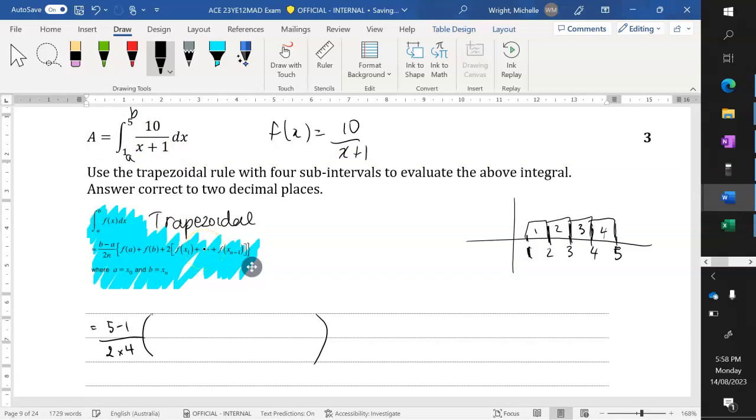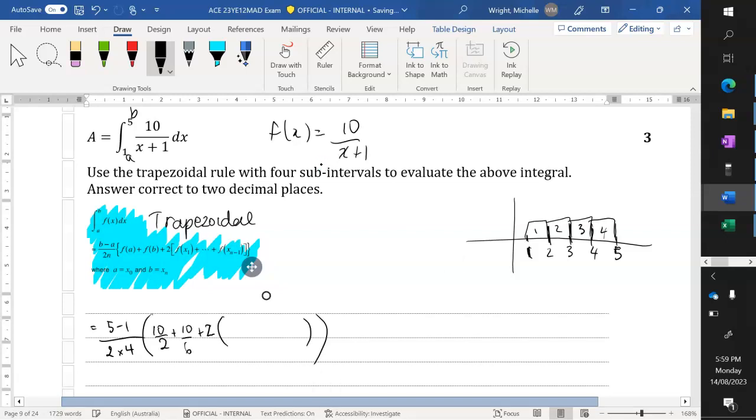So we're going to have 10 over 2, the first one. So if we go, function A is 10 over 2, because I popped my lower number, which is my 1, into the bottom here. 1 plus 1 is 2, 10 over 2. Plus function B, B is 5, so it's going to be 10 over 5 plus 1, which is 6. And now it becomes 2 lots of the other function values. So the 2, the 3, and the 4 are going to go in there now.